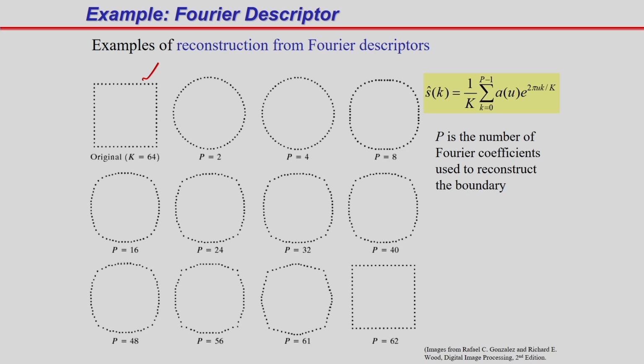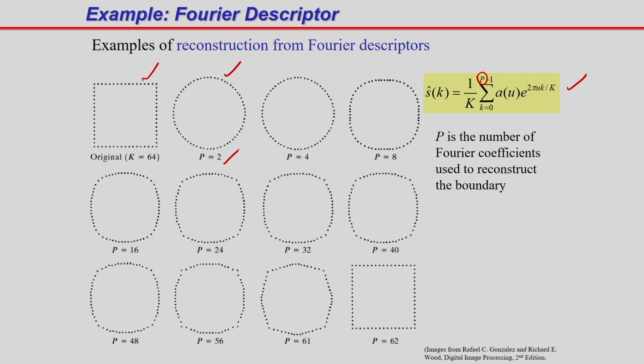So first I am considering only two coefficients, p is equal to 2, and by using two coefficients, here you can see in this reconstruction formula, I am considering p is equal to 2, this is p. So only by considering two coefficients, I want to reconstruct the boundary. So this is my reconstructed boundary.